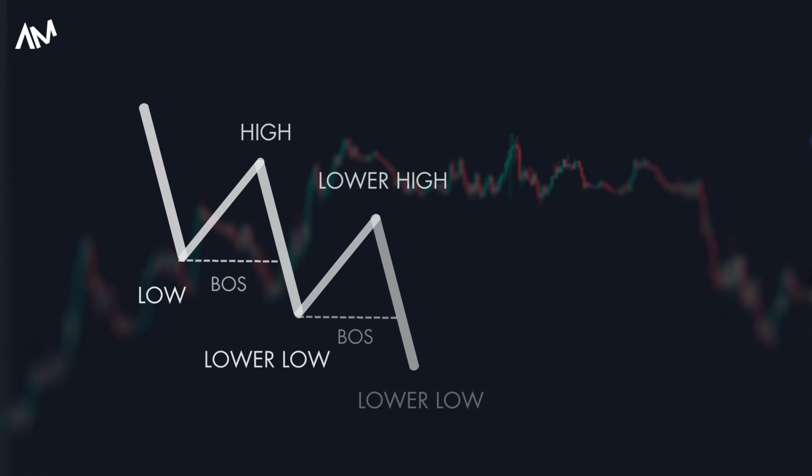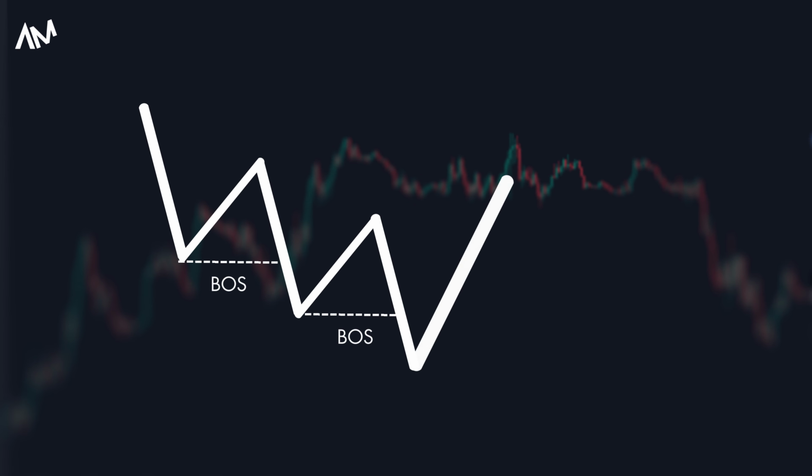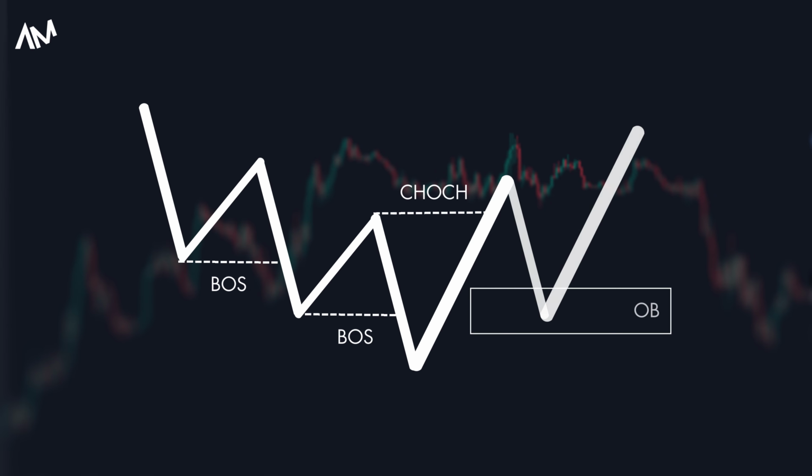Let's take a look at an example. In a downtrend, the price was not able to make a lower low, and finally it breaks its recent lower high, leading to a change of character. After the formation of a CHOCH, we will be looking for an opportunity to enter into a trade by using the order block.